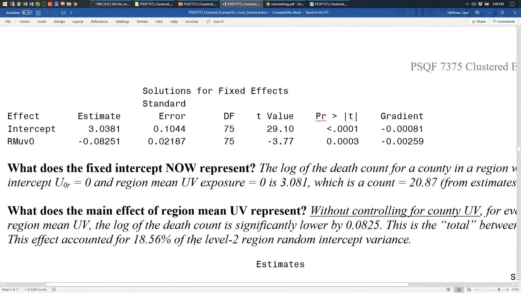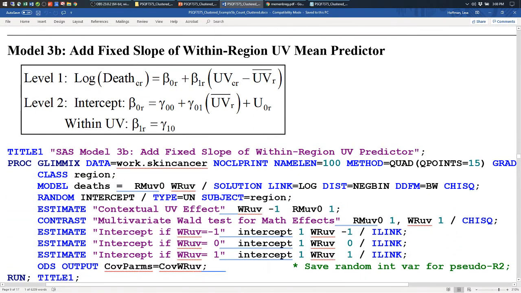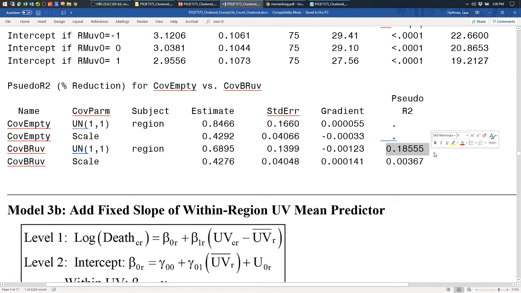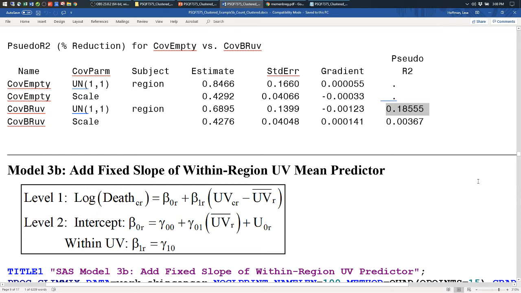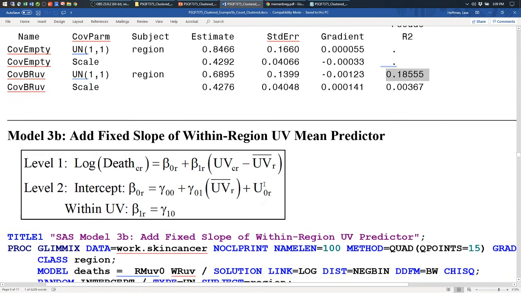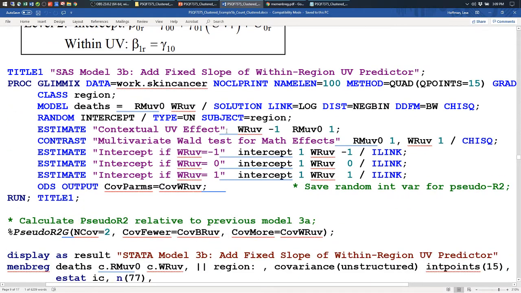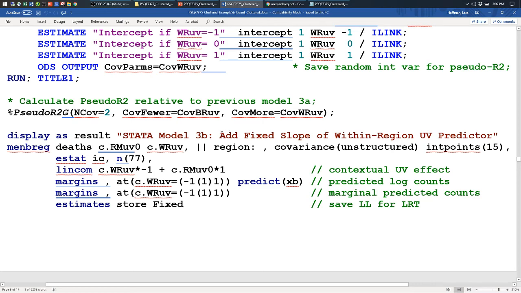Because this is a level 2 effect, it's going to account for random intercept variance. And lo and behold, 19% of all the reasons why some regions have a higher death count than others is because of their UV exposure. If we add a level 1 predictor, we can then predict why some counties within regions have higher death counts than others because of within region fluctuations in UV counts, of which there are not very many.